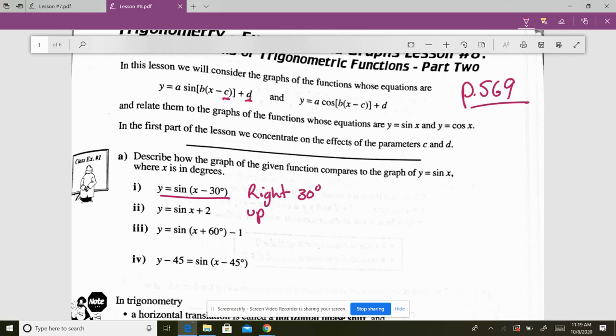How do you know that that is a d value and not a c value? It's not moving it left and right. If it was in brackets like that, it would be a c value. Okay? Since it's not, you're going up. Okay, sine of x plus 60 minus 1/2.